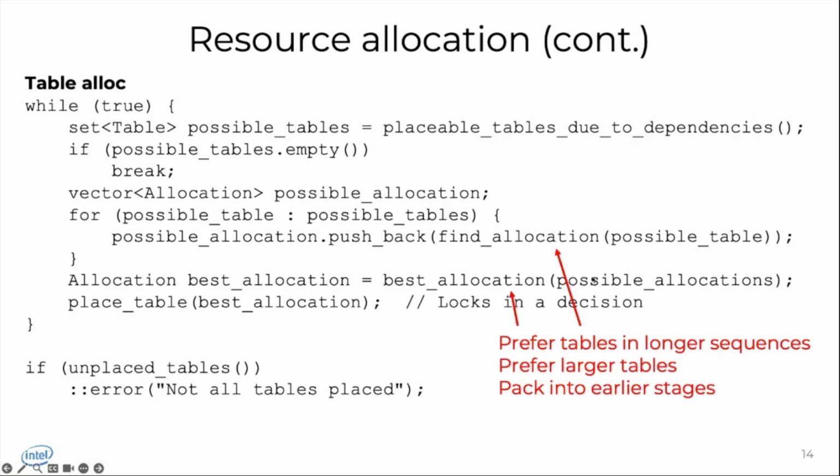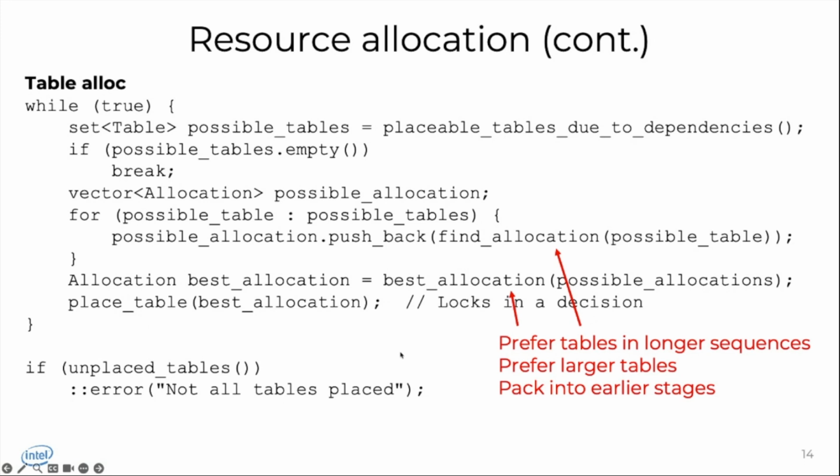The one thing I want to highlight here, in terms of finding the allocation and choosing the best allocation, is that we tend to prefer tables in longer sequences. The reason for this is that we've got a fixed number of stages in the chip. So it makes sense to place the longest sequences first, and then fill in any gaps with shorter sequences.